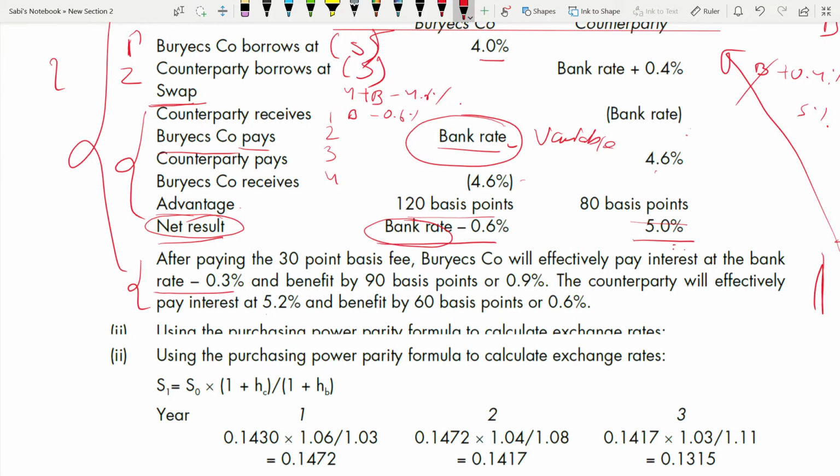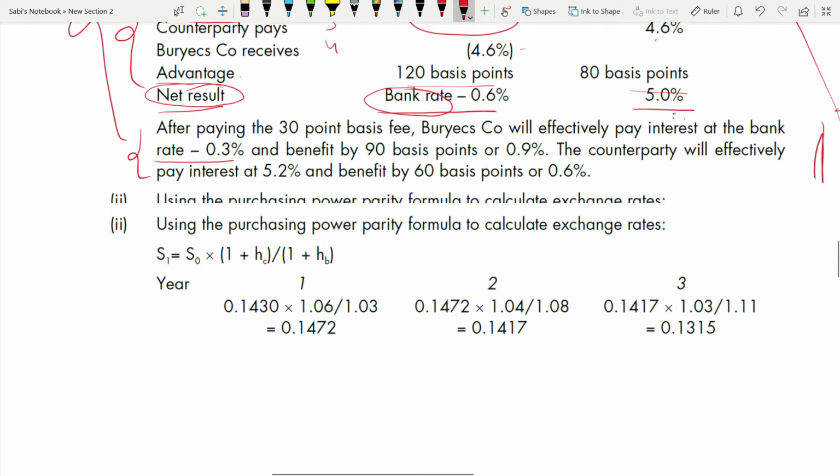Now let's go to the second one, which is about net present value. Before you find net present value, find the exchange rate using the inflation rates of the two countries. The formula is given. Using the purchasing power parity formula to calculate the exchange rates.